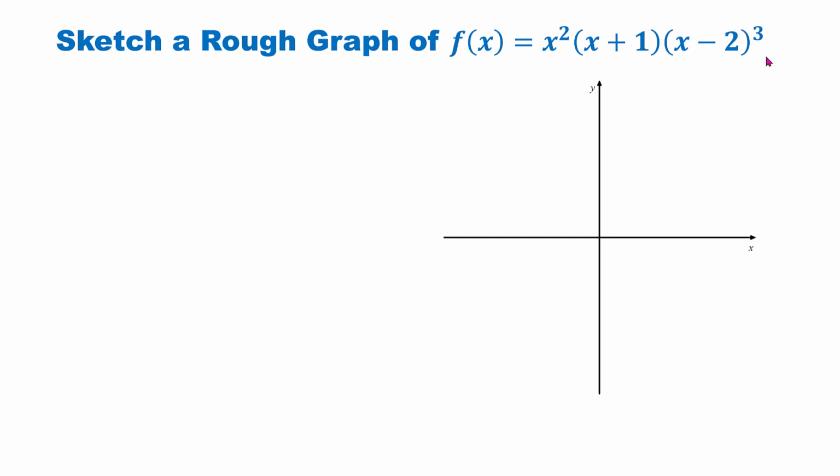To graph this function, you might realize, first of all, that this is the same function that we found zeros and multiplicities for in our last video. The zeros are -1 of multiplicity 1, 0 of multiplicity 2, and 2 of multiplicity 3.